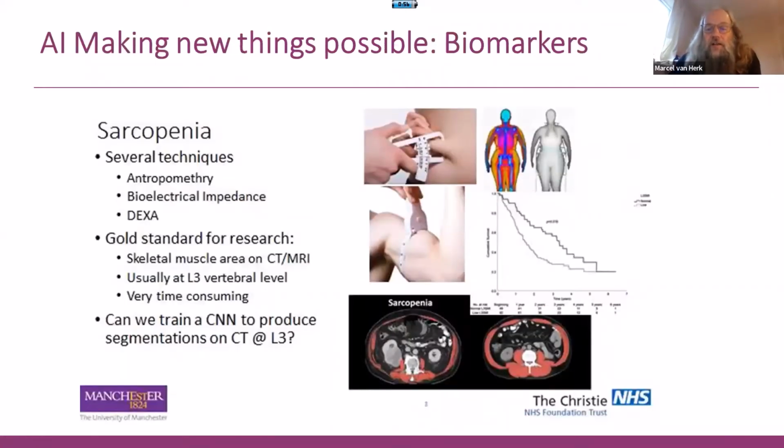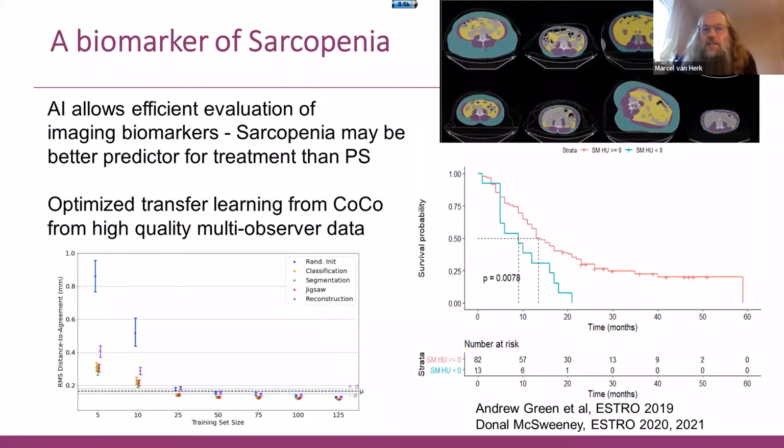And AI can also make new things possible, such as biomarkers. A very good biomarker is for sarcopenia. Sarcopenia is muscle wastage, and that basically is an indication of your global health. If you're not healthy, you don't have a lot of energy, you can't deal with cancer treatment very well. So we needed auto-segmentation of muscle compartments in CT scans, and Donald McSweeney is working on that. What he's been showing is that if you use optimized transfer learning, you can train your networks with about 25 cases and get a better performance than the human observers for contouring these targets.